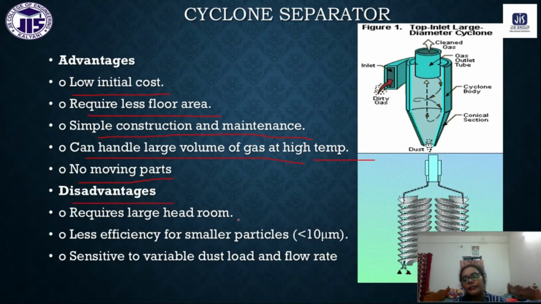Now what are the disadvantages? Generally it requires large headroom. The next is less efficiency for smaller particles, as it is efficient for 10 to 50 micrometer, but particulate matter less than 10 micrometer cannot be removed through this chamber. So this is one of the disadvantages. And also it is sensitive to variable dust load and flow rate. So these are some of the disadvantages that we have for the cyclone separator.